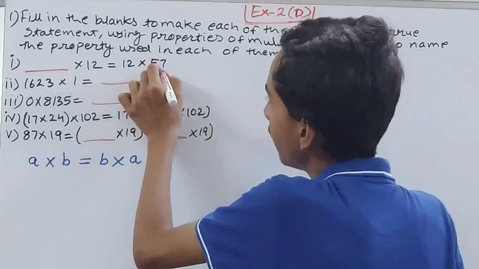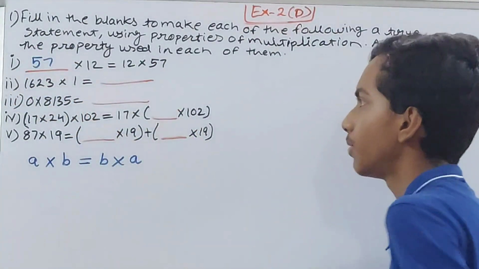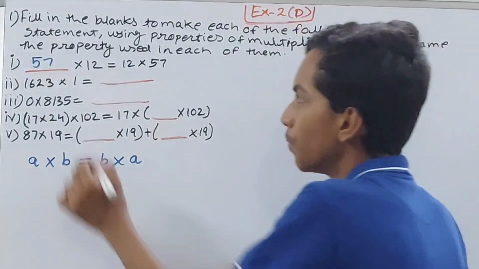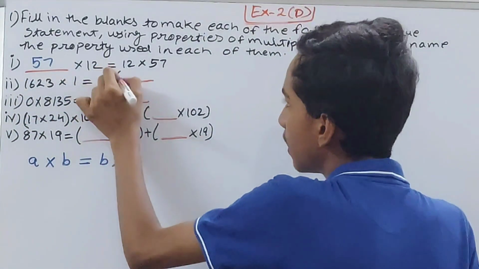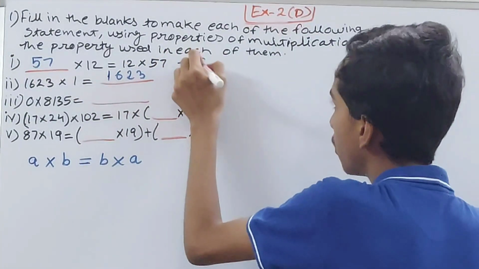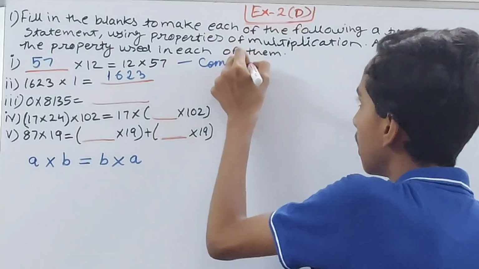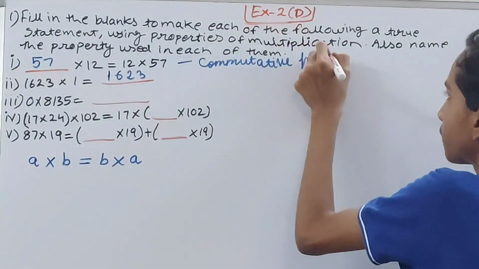So here as well, 12 into 57 is there. So we'll reverse this. Here we will have 57 into 12, right? Then see, 1623 into 1 is equal to, so this will be 1623. Okay, and also here you can write the name of the property. This is the commutative property, right?